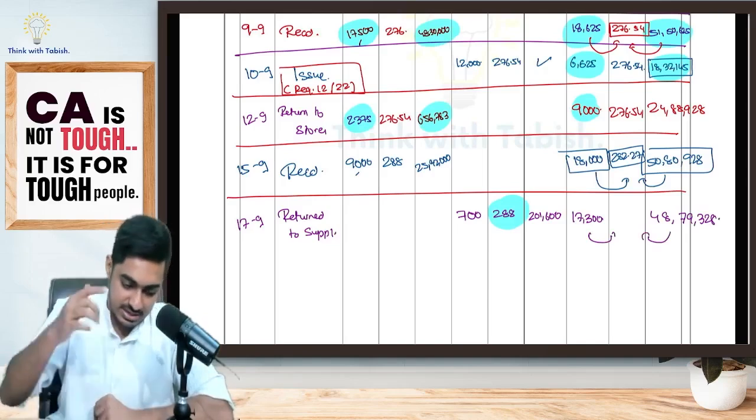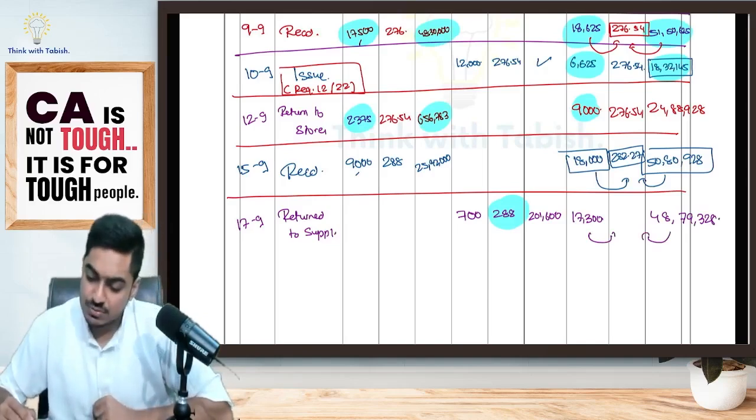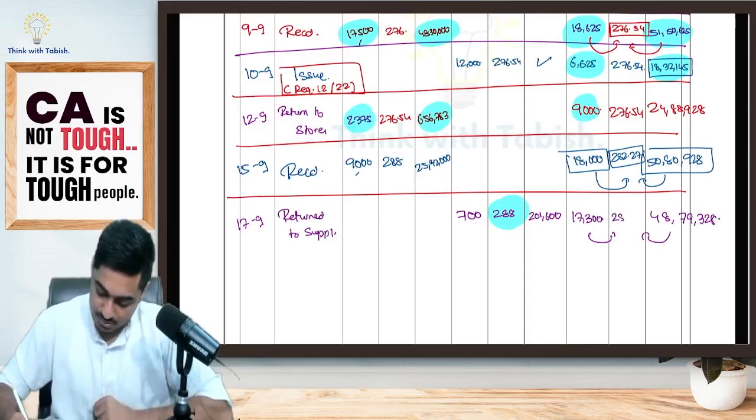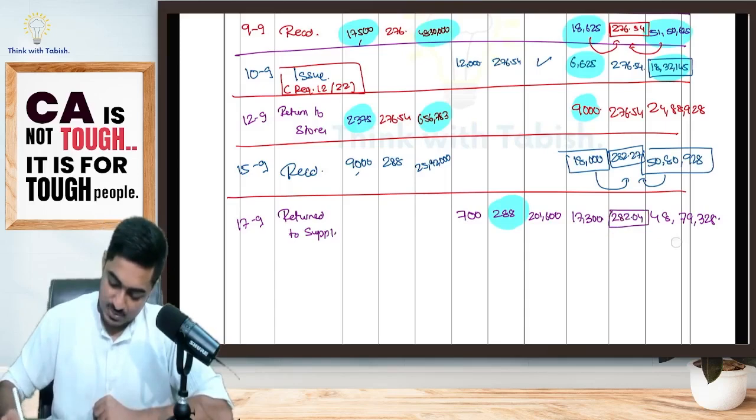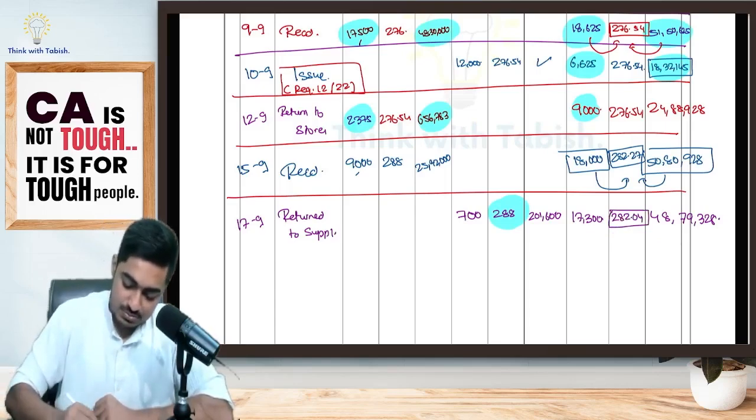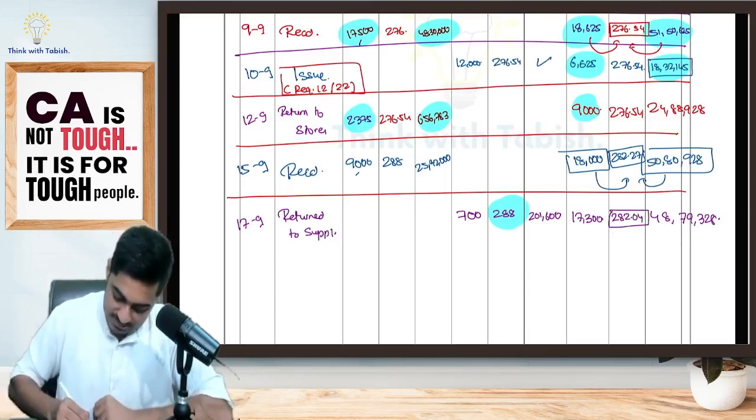Don't worry, we'll explain again. It is 282.04. Okay, perfect. 282.04. Okay, for others, write it down. Okay, I'll explain it again.